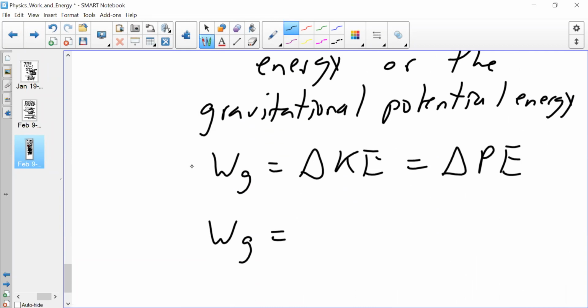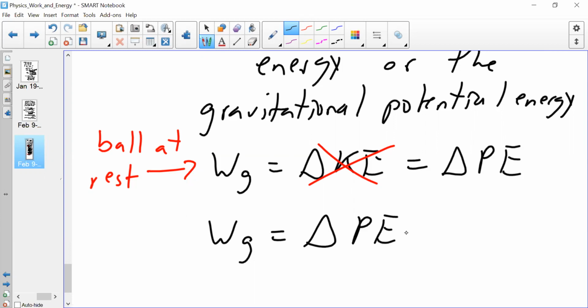Specifically put, at this moment, ball is at rest. So I have the ball in the air. If it's at rest, then kinetic energy doesn't exist. There's no motion because kinetic energy is the energy of moving things, energy of motion. So what I do have is just this change in potential energy, which is going to be final potential energy minus initial potential energy.